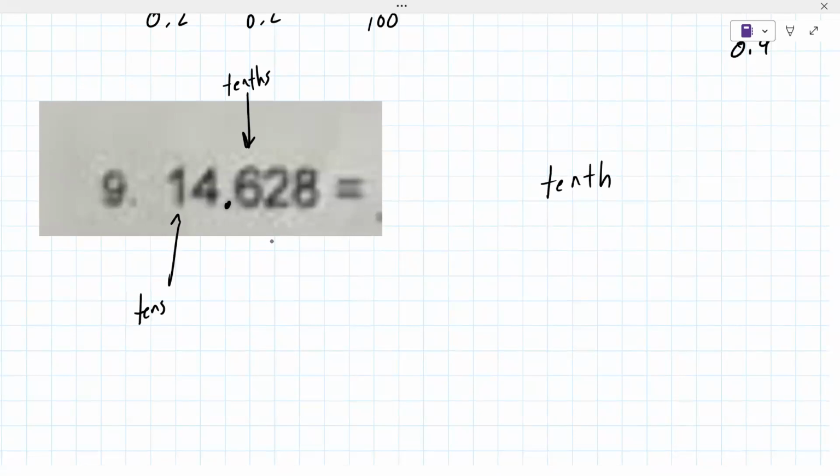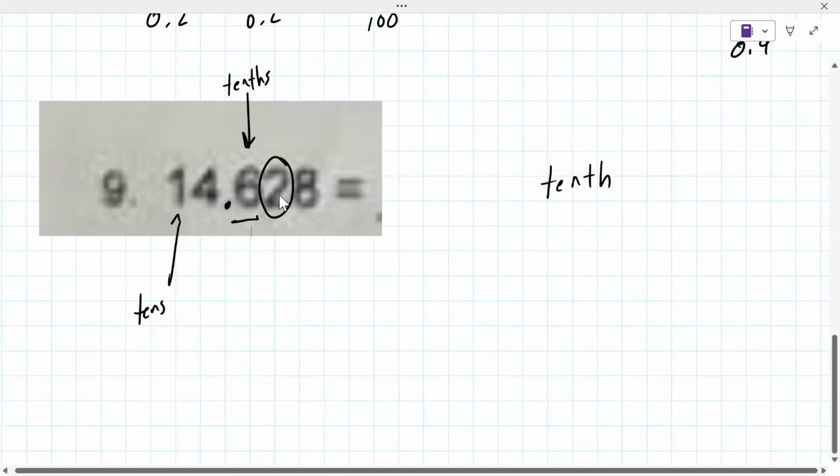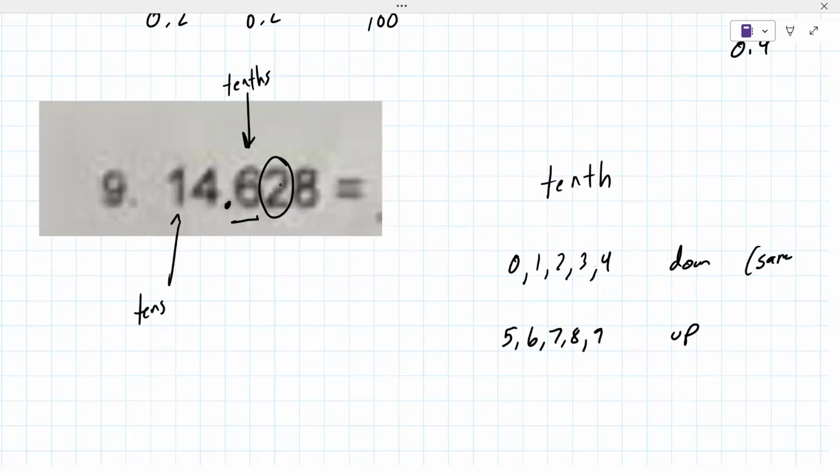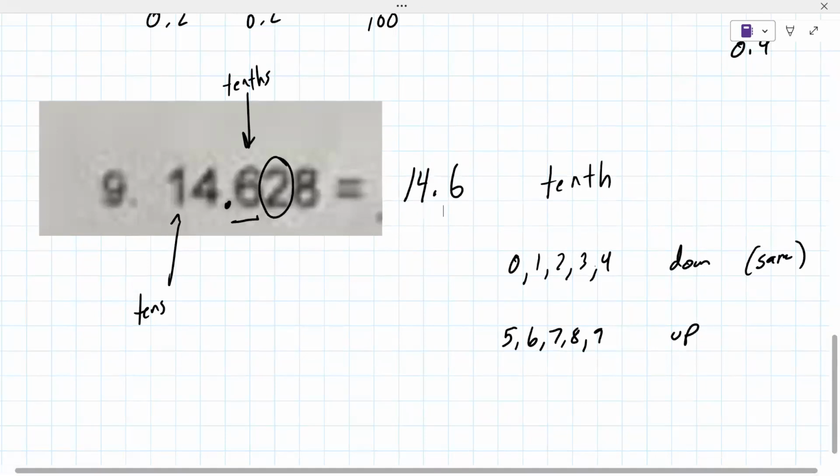Okay. So when you round to the tens place, you underline and circle, or circle and underline. I don't really remember how they do it, but you look at the number to the right of it. Is it 2? Round up or down? You would round down. So those all round down. These all round up. So that means that the 6 stays the same. So your answer here is 14.6. Okay, and the next one.